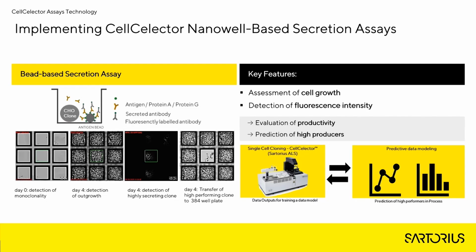So, by using the bead secretion assay, early clone selection based on antibody titer production can be achieved. Determining cell growth and fluorescence intensity, a specific cell productivity can be determined. So, potential high-producing clones can be selected and isolated from non-producers already 4 days after single-cell cloning.